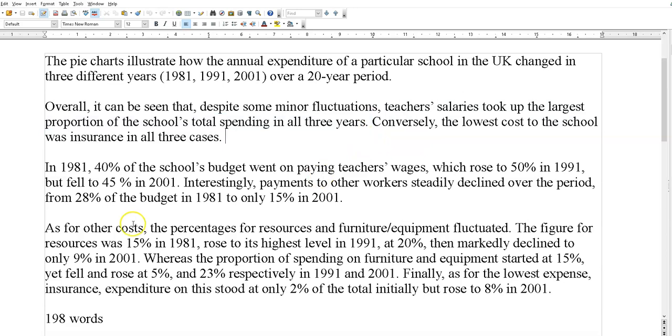Now, details. So, 40%, 50%. Payments to other workers, so I grouped all the workers' wages in this paragraph here. Other costs, percentages for resources and furniture. Equipment went up and down. I won't read it all out, you can see it. And finally, for the lowest, insurance. So there is a logic to this.